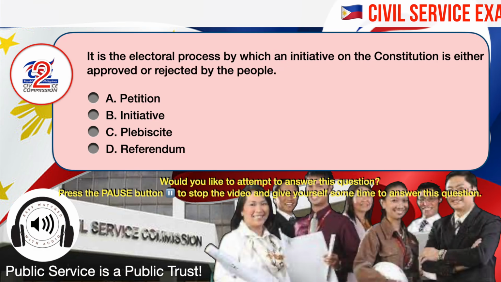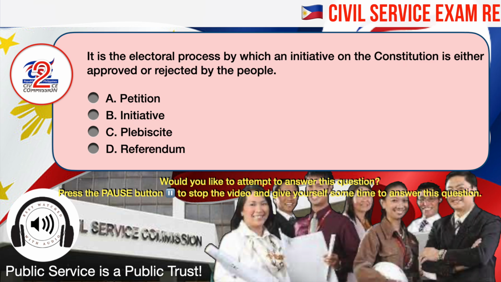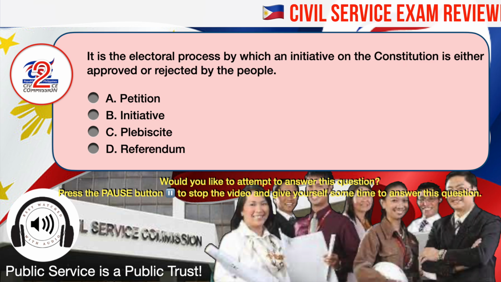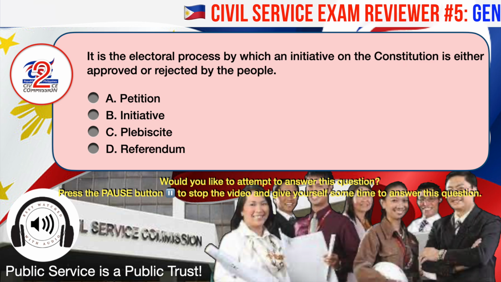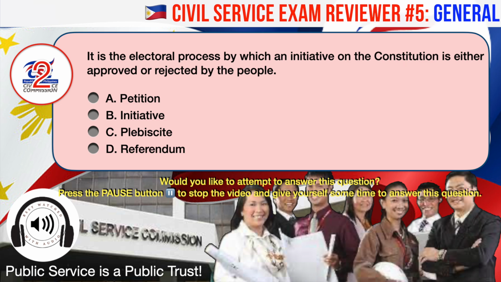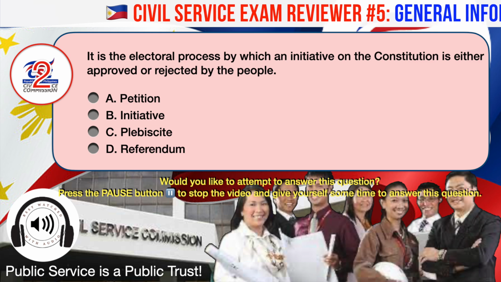Question number 2. It is the electoral process by which an initiative on the Constitution is either approved or rejected by the people. A. Petition. B. Initiative. C. Plebiscite. D. Referendum.